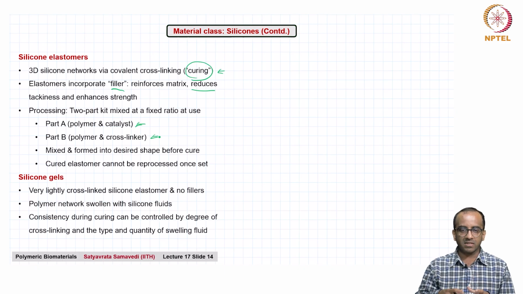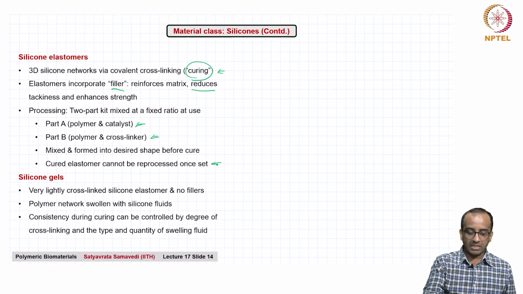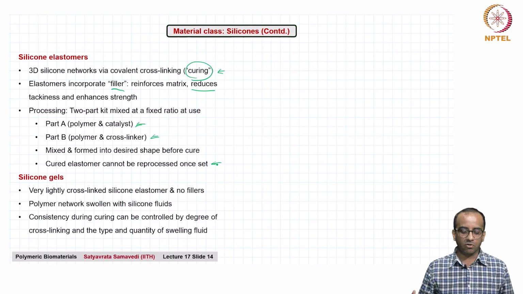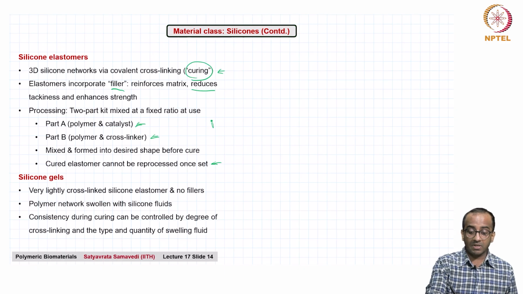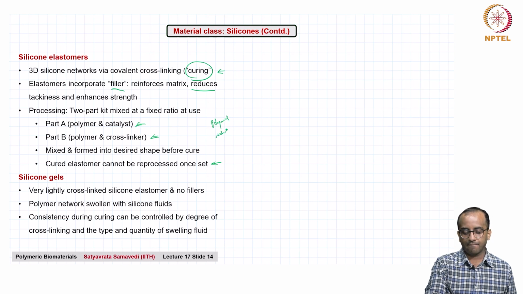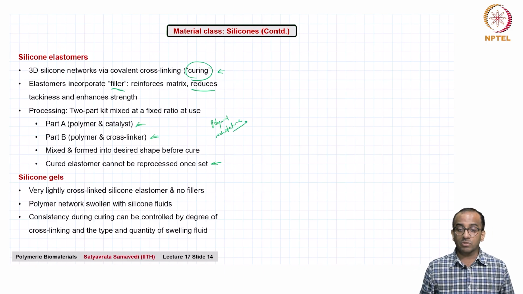And once it is mixed, it is allowed to cross-link and cure over time, and then it forms this nice elastomeric network. And like I just said, once it is cured, the elastomer, because of the covalent cross-links that are formed, cannot be reprocessed. They are set. And this has to be connected to polymer architecture, which we have seen in much more detail as part of lecture 10.